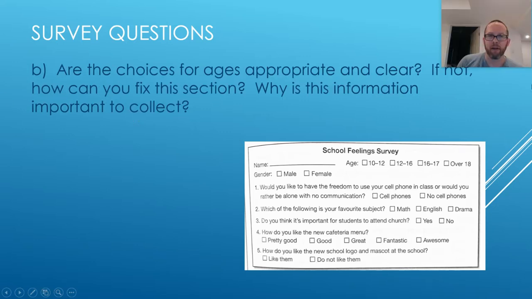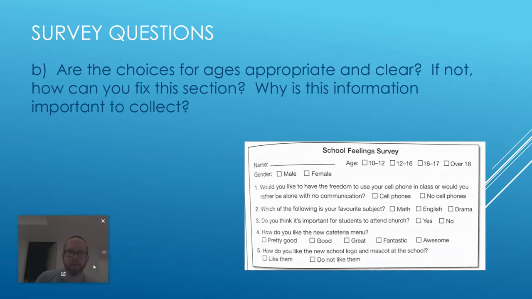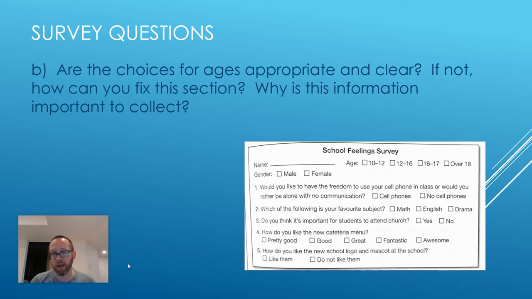Let's look at the choices for ages. Are they appropriate and clear? If not, how could we fix this section? And why is this information important to collect? Maybe if you want to pause the video and have a look at those age ranges, maybe you can think of a few issues. I can think of a couple off the top of my head.